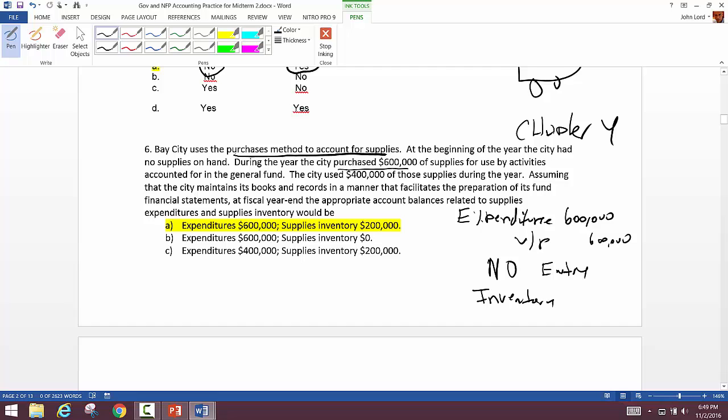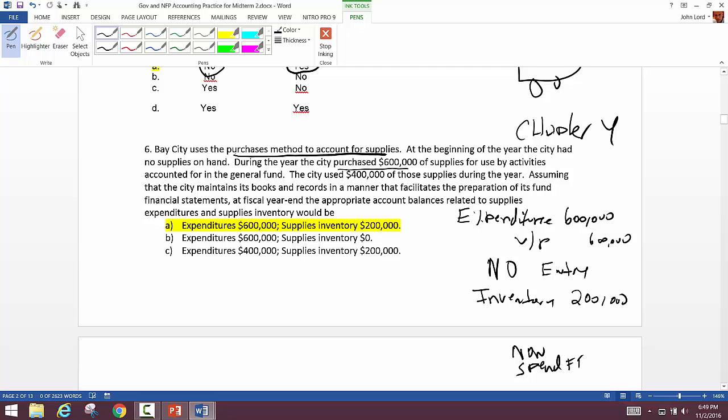For what? I guess 200,000 would be left, since they bought 600,000 and used up 400,000. Okay, what's the credit to? It's not unassigned. It's non-spendable fund balance. Good. I credit non-spendable fund balance, right?